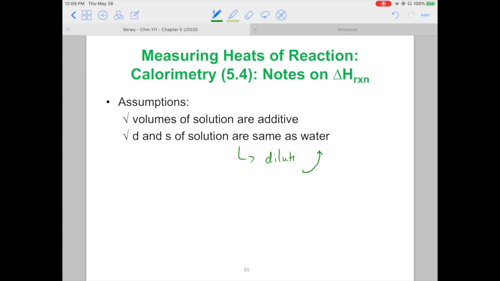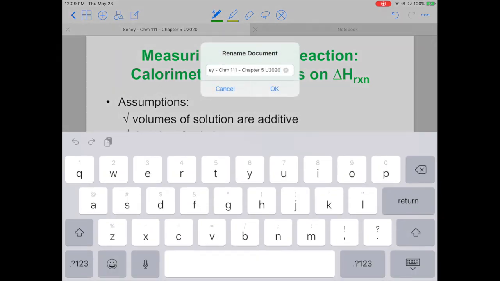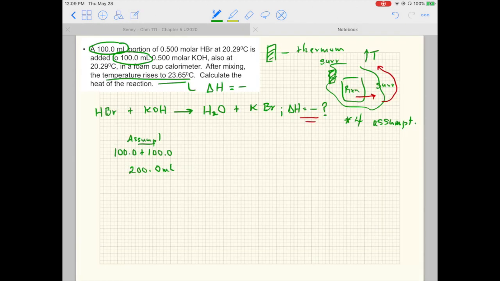So density and specific heat. What that means is that assumption 2 tells me the density of the solution in this case, which is the same as the density of water, we found out in lab 1 was roughly 1 gram per mL. And the specific heat, when we look it up in the chart of water liquid, is equal to 4.184 joules per gram degree Celsius. Again, we're going to see how this works out.